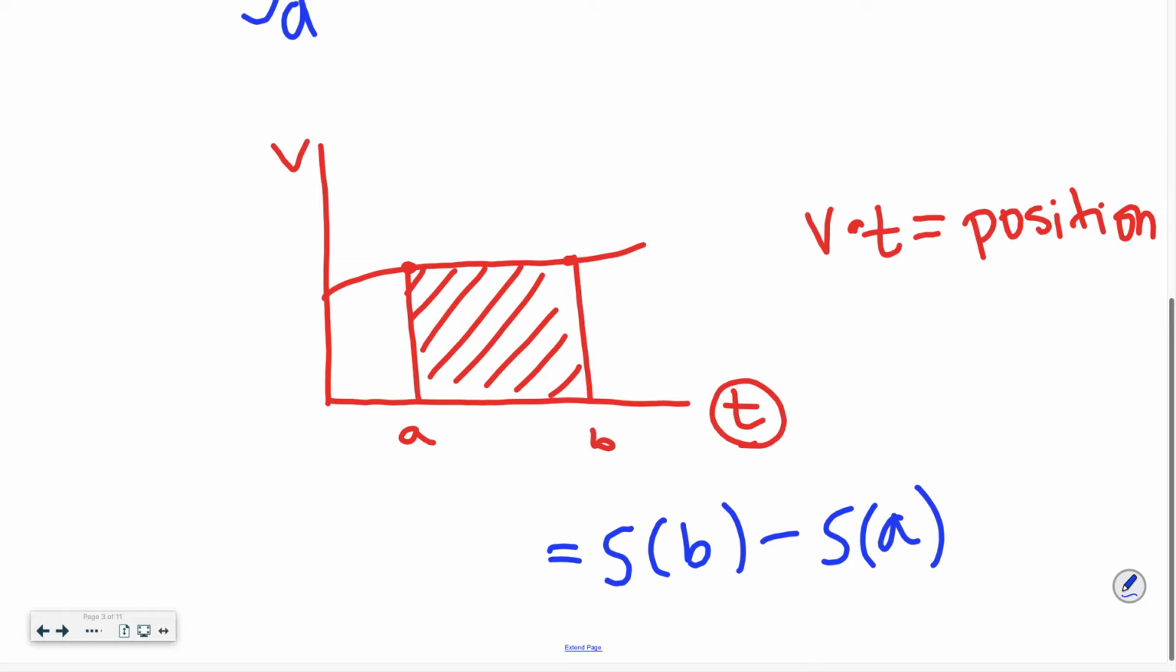Well, we just decided, I'm going to come back to here. We just decided that velocity times time was distance. So this right here that we did was the integral from A to B of our velocity.